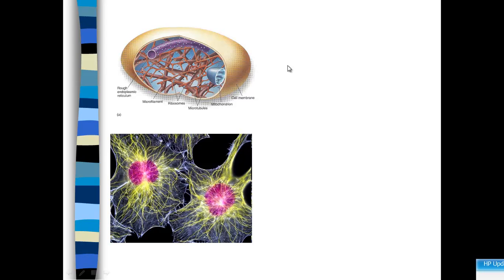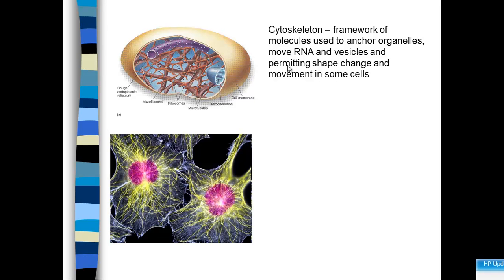Okay. There's also a cytoskeleton in eukaryotic cells. And this is a framework of molecules, primarily proteins, used to anchor organelles, move RNA in vesicles, and also involved in giving the cell shape and allowing for shape change.